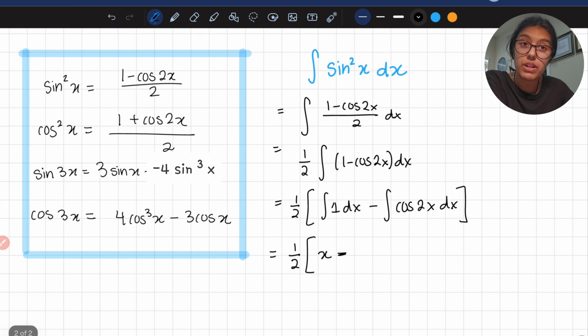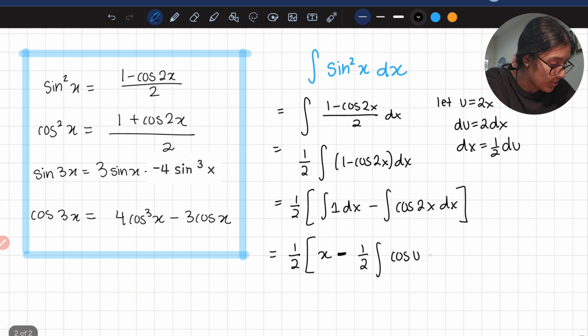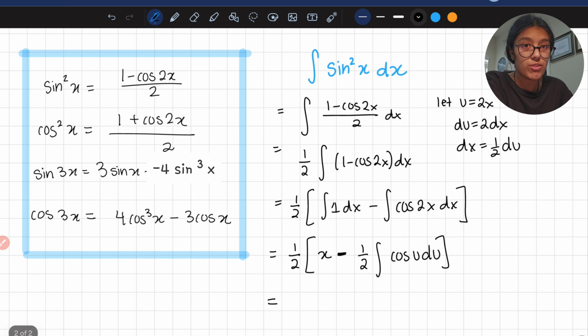Over here, we have to apply u substitution. So I'm going to say let u equal 2x. And let's take the derivative. So du equals 2 dx. dx is equal to 1/2 du. So this is minus 1/2 integration of, not sine, cos u du. I'm just applying u substitution. If you don't know what u substitution is, I'm going to link that video in one of the corners over here for a full tutorial on u substitution.